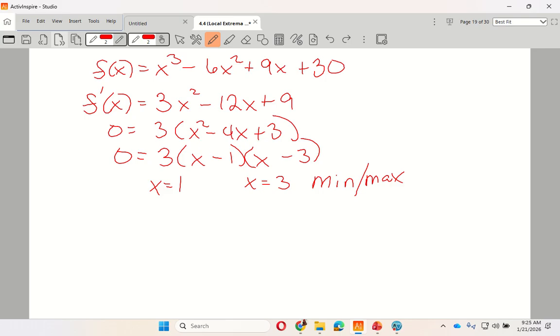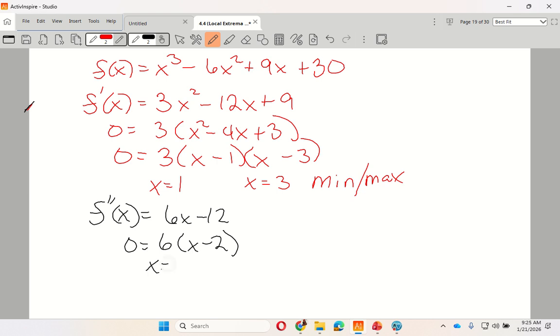All right, so we got that. Now, I'm going to change color for my second derivative so we can see. All right, second derivative. So f double prime of x is equal to 6x minus 12. Set it equal to 0. 6 quantity x minus 2. And I get x equals 2. Now, what does this give me for my second derivative?